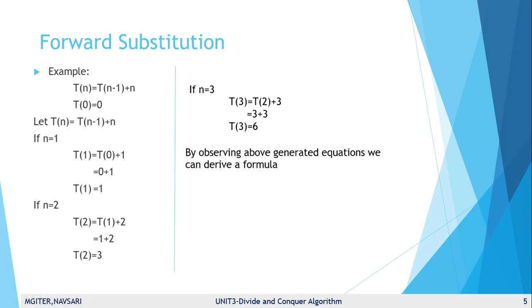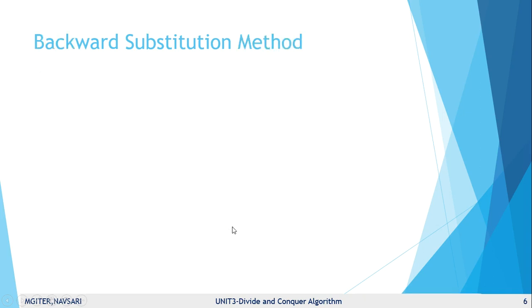Now observing these values, we can derive the formula T of n is equal to n into n plus 1 divided by 2, which is equal to n square by 2 plus n by 2. So the time complexity of the given recurrence is equal to order of n square.